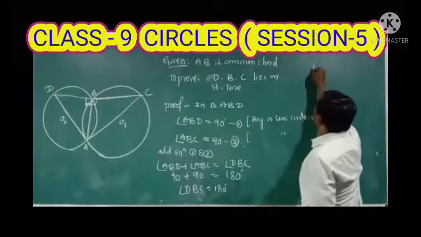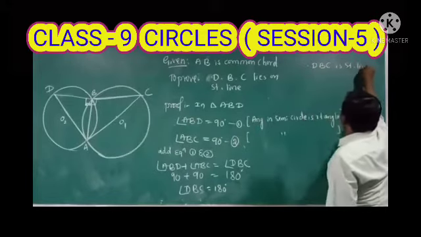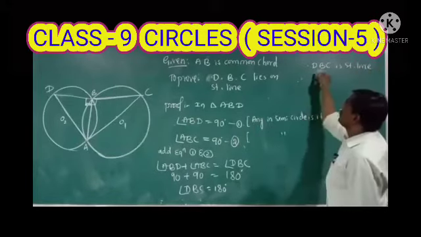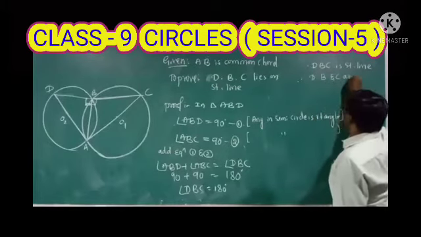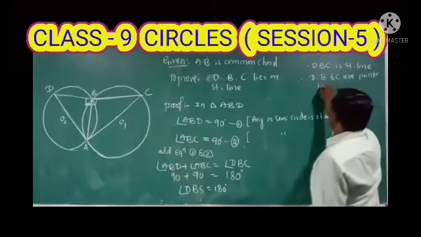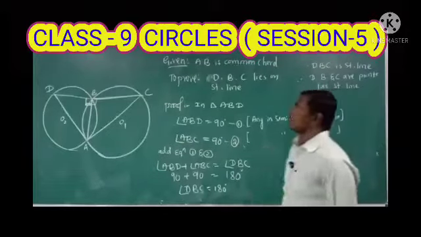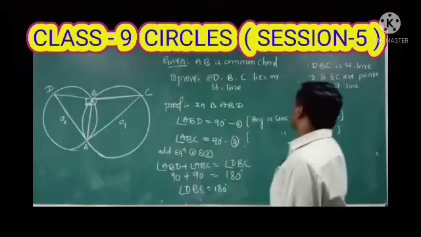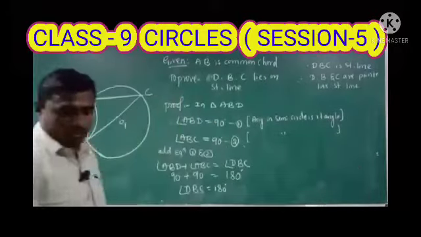So DBC is a straight line. So these three, D, B and C, are points that lie on a straight line. Okay, so this is the third question.